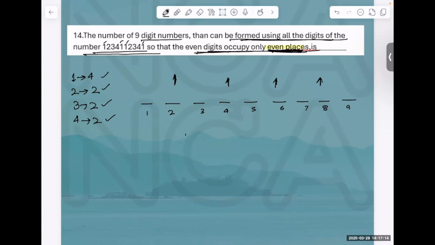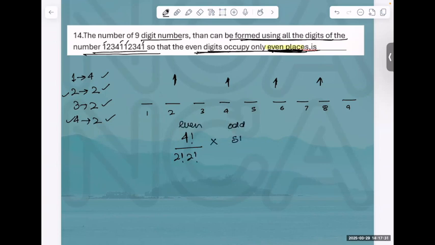So how many ways of filling up even digits? 4 factorial. By which digits? 2 and 4. How many times is 2 repeating? 2 factorial. 4, 2 factorial. Is it clear or not? This is for even. Now we have to fill up odd also.